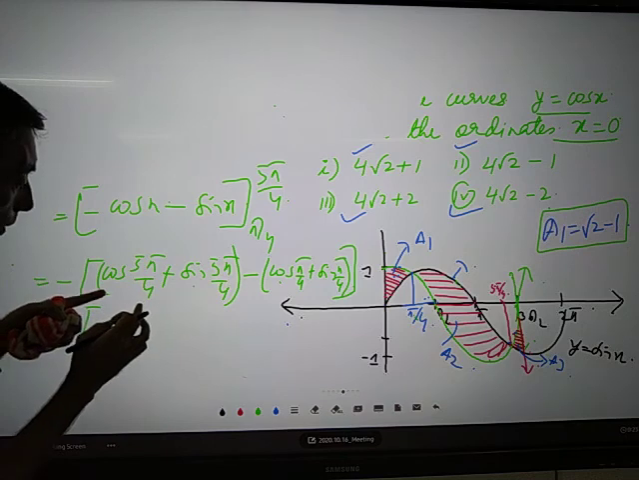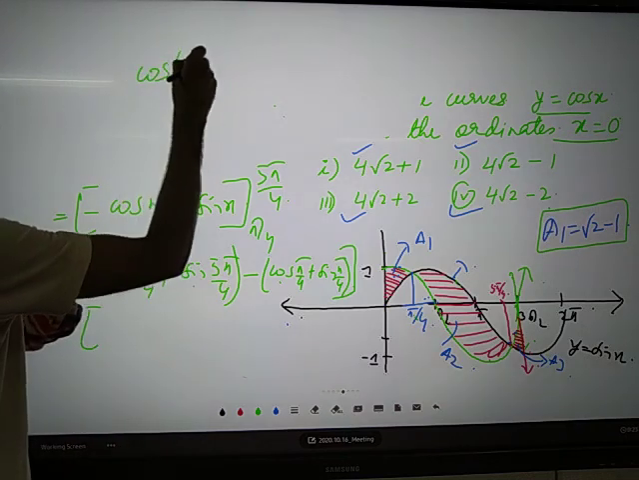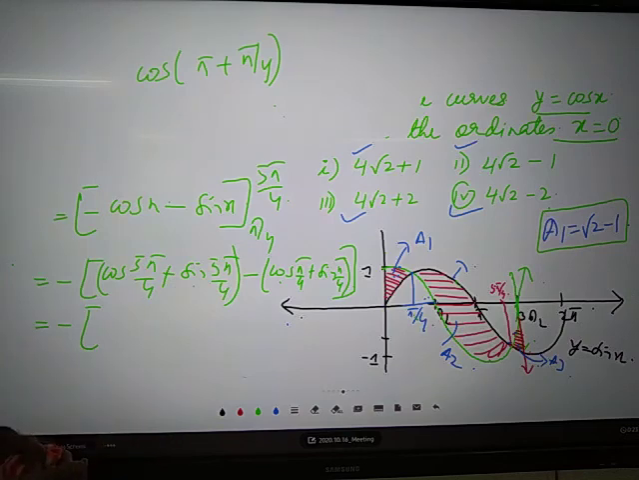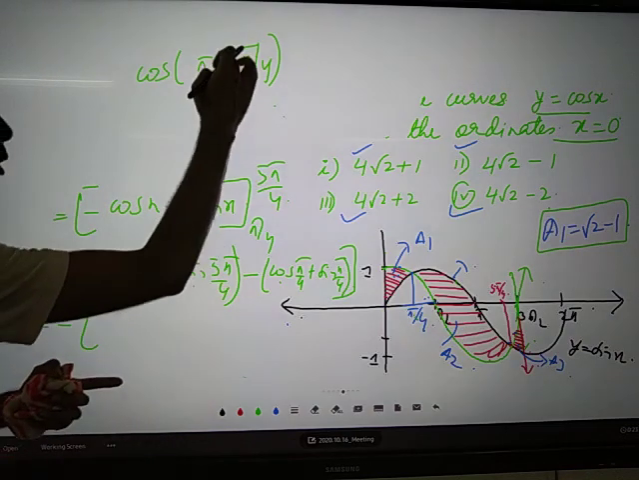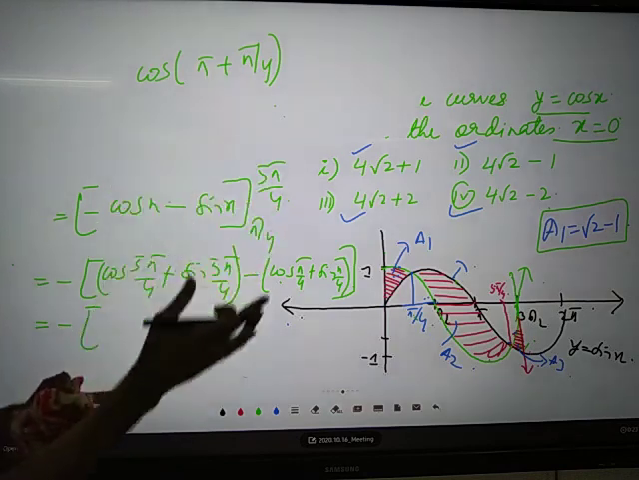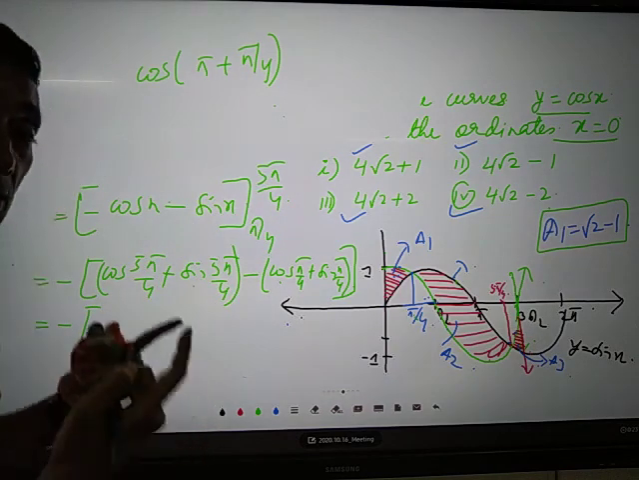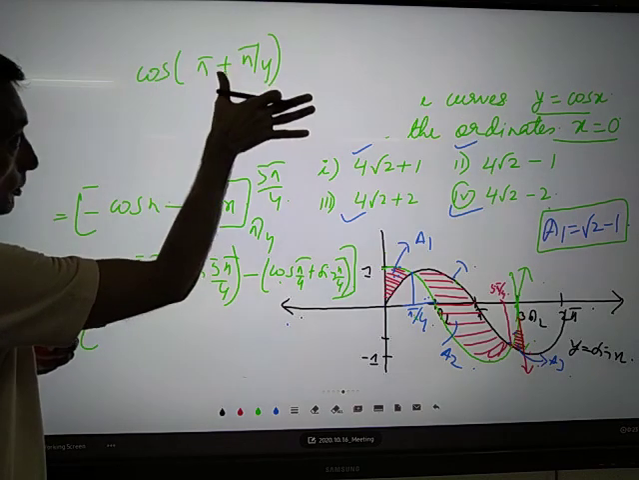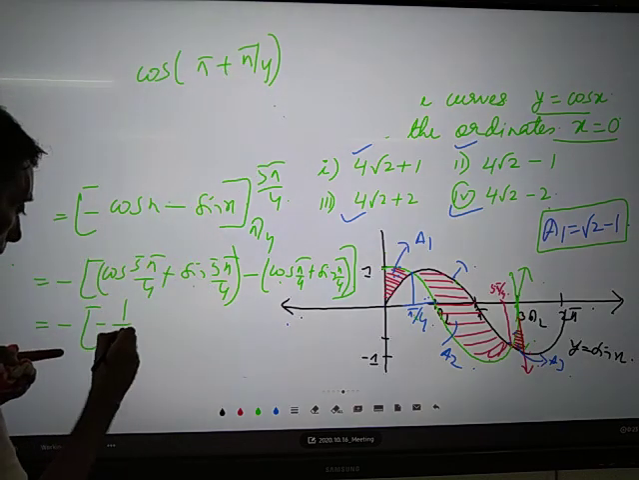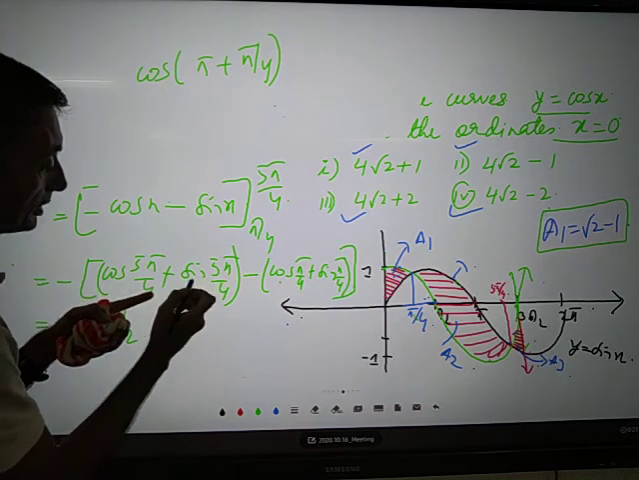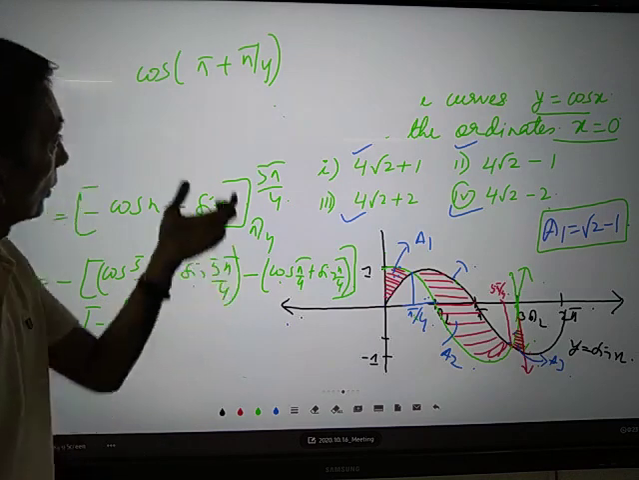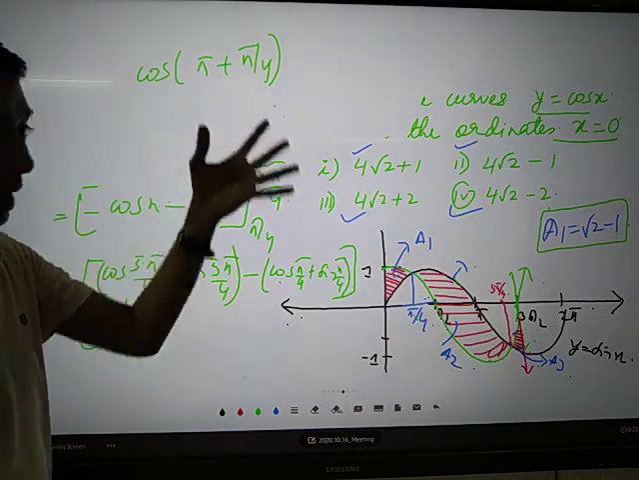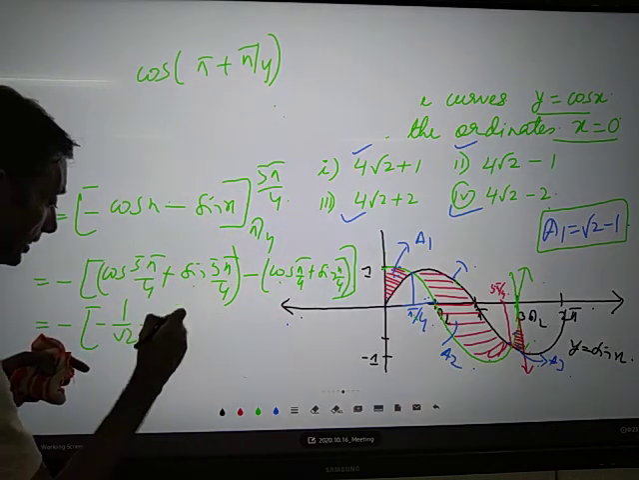Cos 5 pi by 4 means cos of pi plus pi by 4. So cos of pi plus pi by 4 means minus cos pi by 4. Cos pi by 4 is 1 by root 2, so it will be minus 1 by root 2. Similarly, we can determine sin 5 pi by 4. Sin 5 pi by 4 also is sin of pi plus pi by 4. This gives us minus sin pi by 4. So there also we'll get minus 1 by root 2.